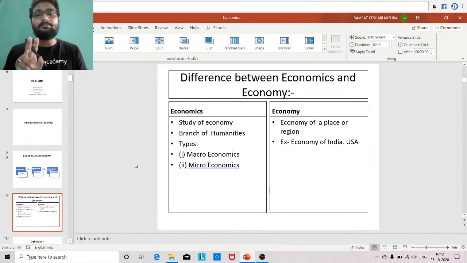Now let's understand the two different keywords, that is economics and economy. Many times people use them interchangeably, but there is a difference between these two terms, economics and economy. So first let's discuss economics. I'm giving you one example. Suppose, understand these two words, one is theory and another one is practical.